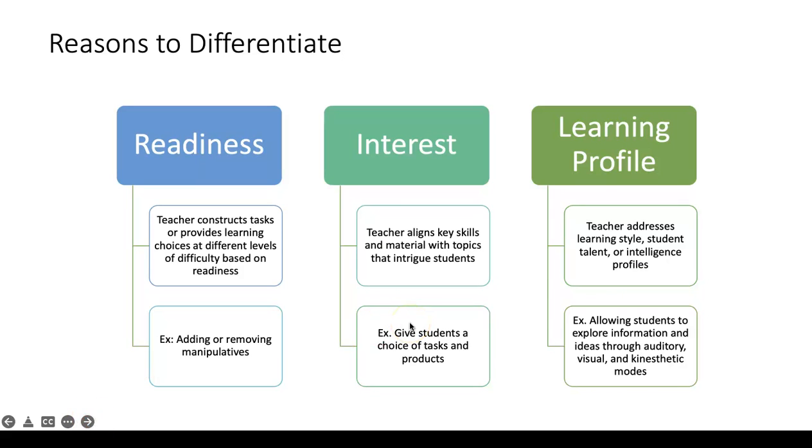Reasons to differentiate include readiness, interest, and learning profile. For readiness, teachers construct tasks or provide learning choices at different levels of difficulty based on readiness. An example would be adding or removing manipulatives depending on the student's need. For interest, the teacher will align key skills and material with topics that intrigue the student. An example would be giving students a choice of tasks and products. For example, you may have a tic-tac-toe sheet with different assignments for the student to do.